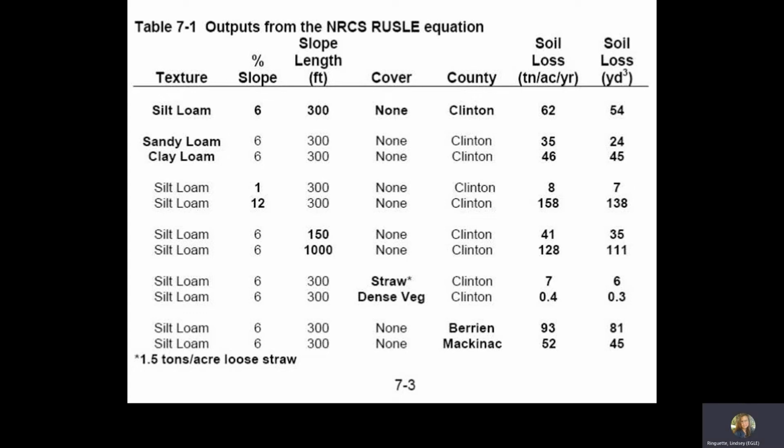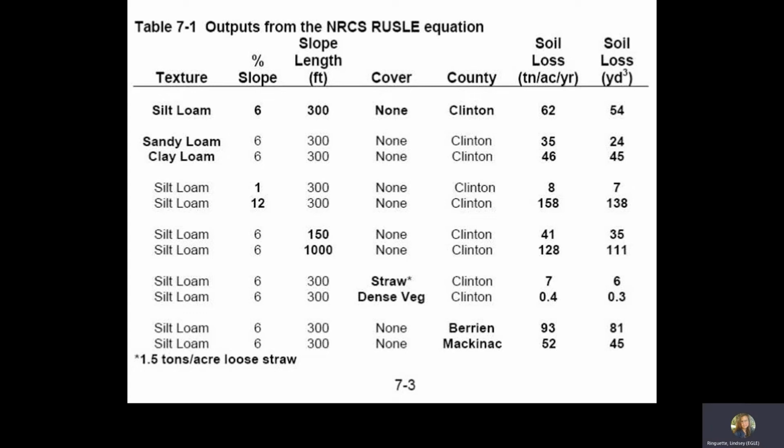In the next row down, a sandy loam with all the same factors records a soil loss of just 24 cubic yards. And in the third row down, a clay loam with all the same factors records a soil loss of 45 cubic yards. In this specific case, the silt loam will have the most soil loss. The clay loam will result in lesser soil loss because of the cohesiveness of clay particles.